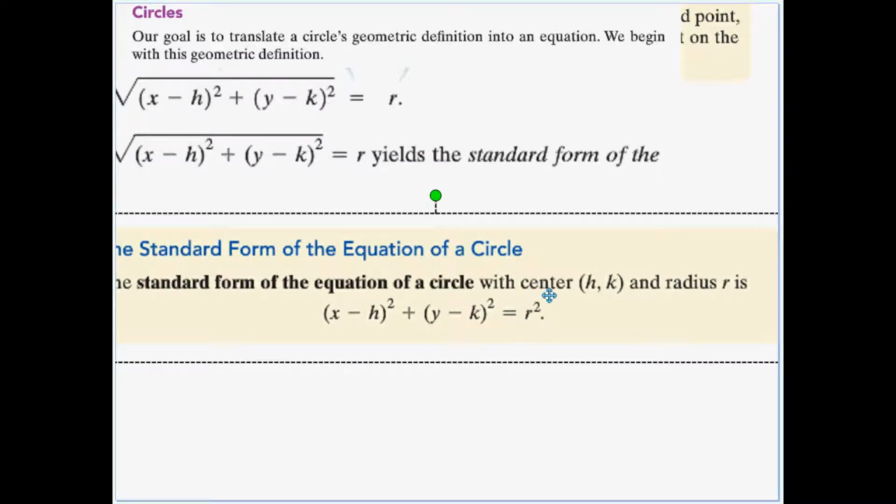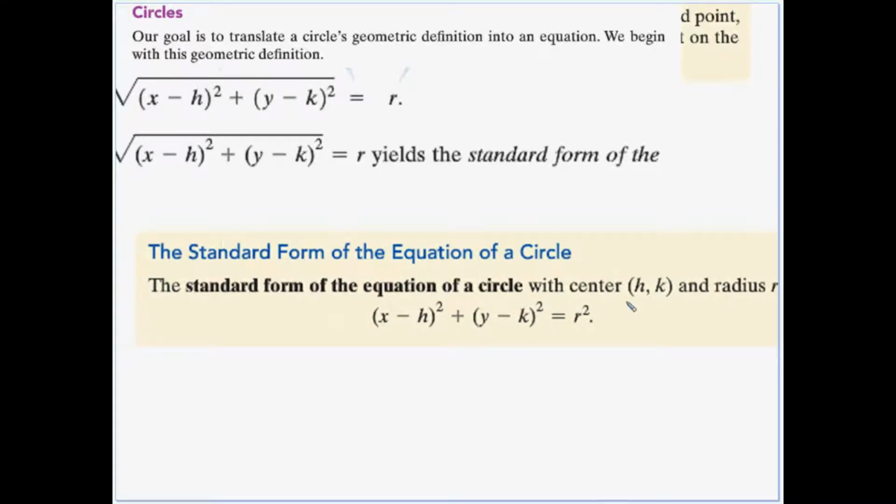Now we have r squared, our radius, is equal to this. Now the radical is gone. x minus h quantity squared plus y minus k quantity squared. The center, h k, is right here. The center of the circle is kind of looking right at us from inside those parentheses.